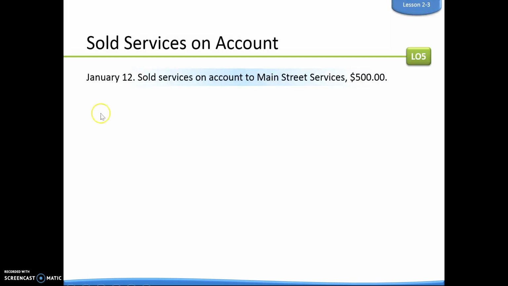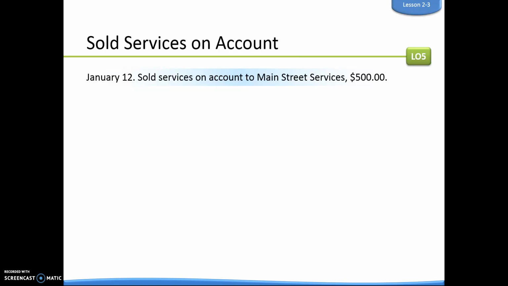So here it says on January 12th that we sold services on account to Main Street Services. So again, we have these tricky words. And remember, in the last section I said that when you see "on account," it triggers your brain that it can either be accounts payable, which we worked with as liabilities, or it could be accounts receivable. You have to read the transaction carefully though. Are you the one that is paying as a business? And is it a liability, or did you do something where people owe you money?